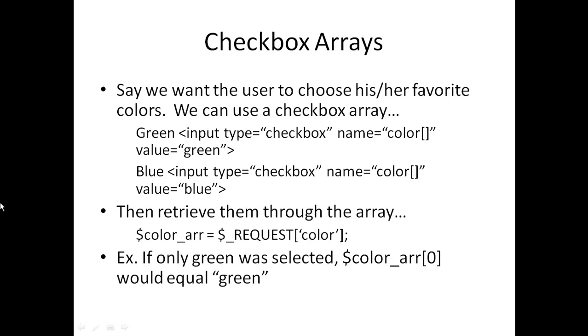So that's why I have $color_ARR, because for me it helps keep it straight that that's actually going to be an array. And then if only green were selected, $color_ARR with an index of 0 would equal green, because that's what we have the value set for that particular checkbox.